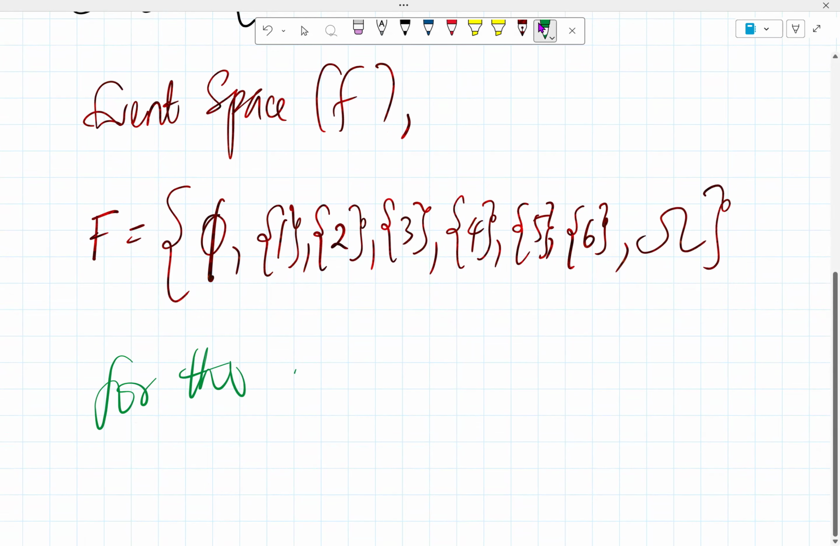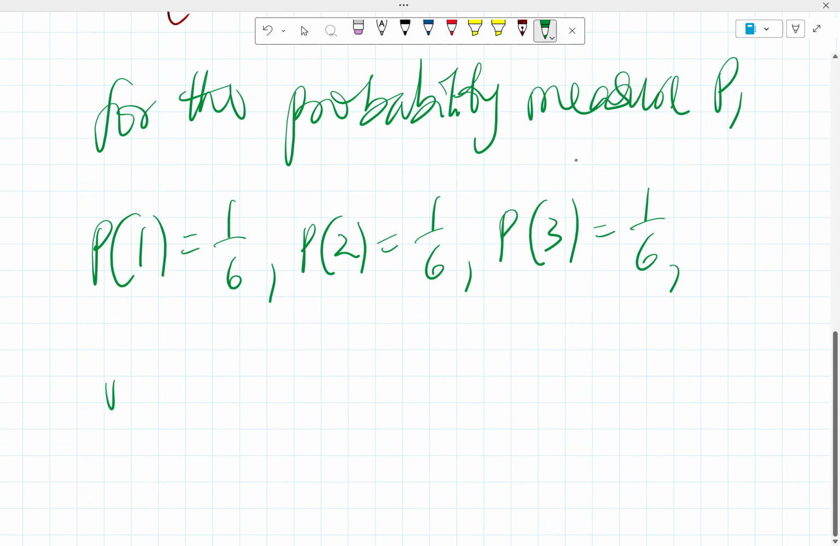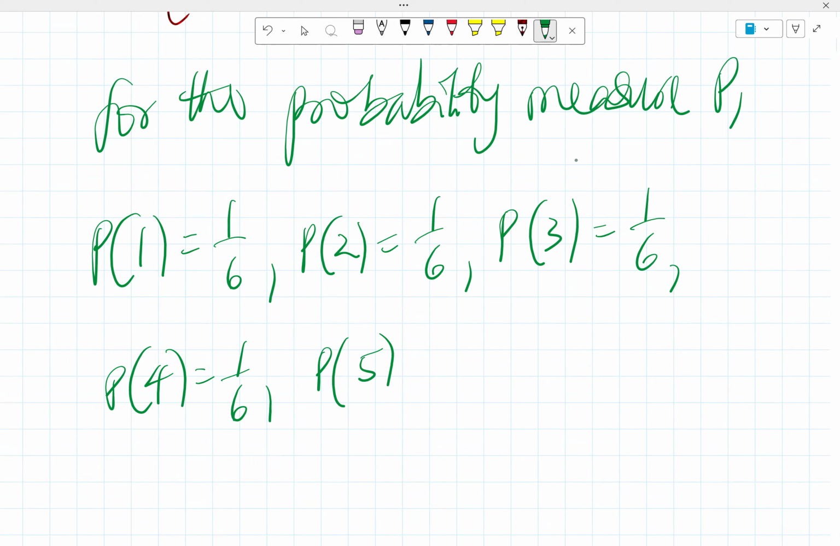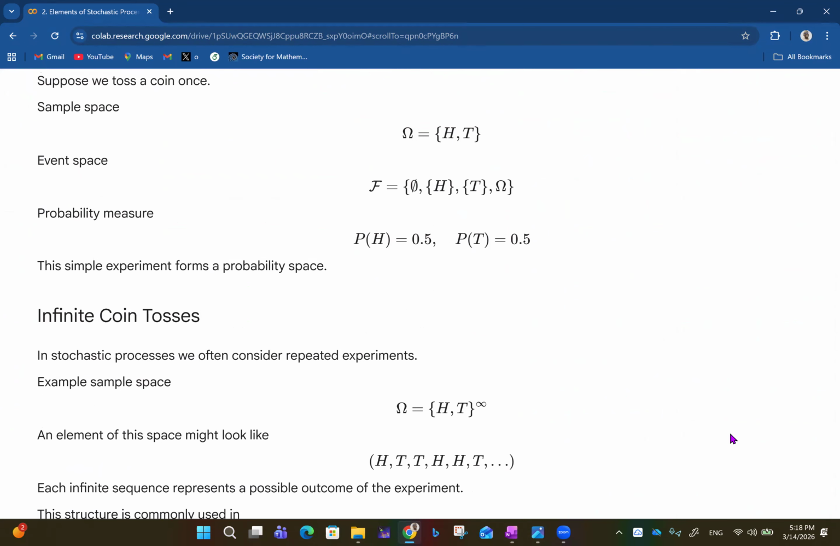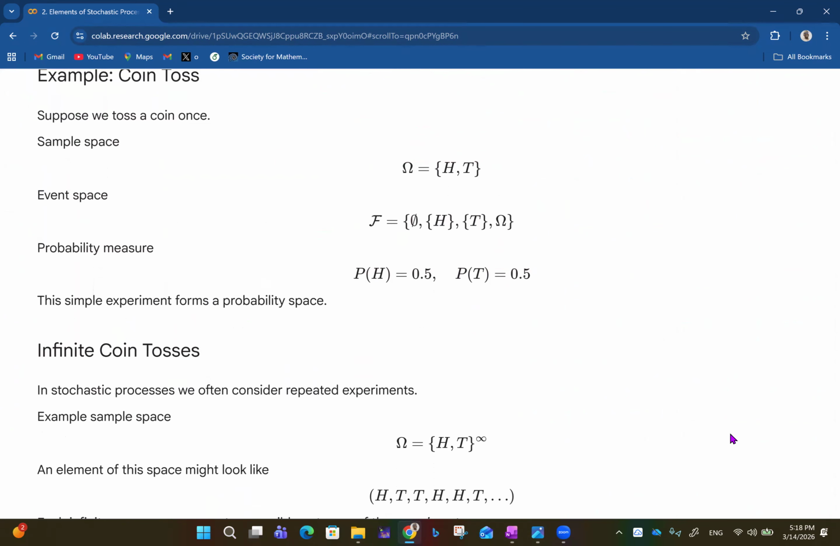What's the probability that when you roll the die, you get one? That's 1 out of 6 possibilities. So each one has an equal probability of 1/6. So probability of 4 is also 1/6. Probability of 5, 1/6. Probability of 6 is also 1/6, basically. So that's how that goes for that question. This simple experiment forms a whole probability space. For a probability space, you need the sample space, the event space, and the probability measure.